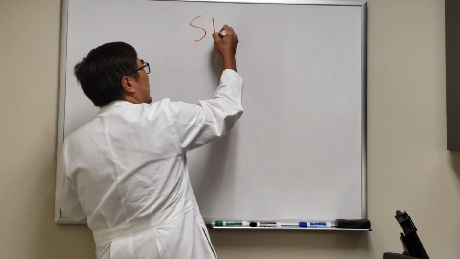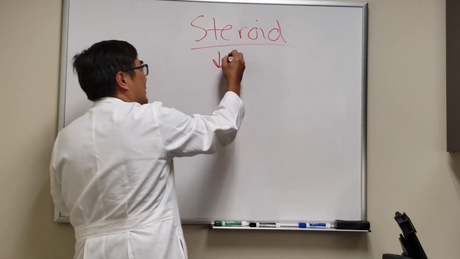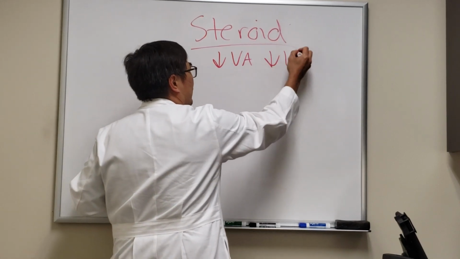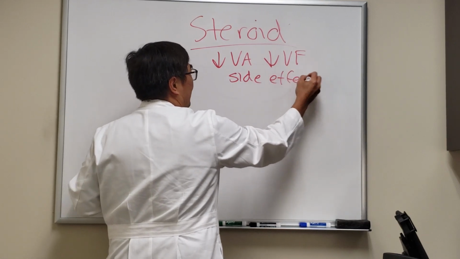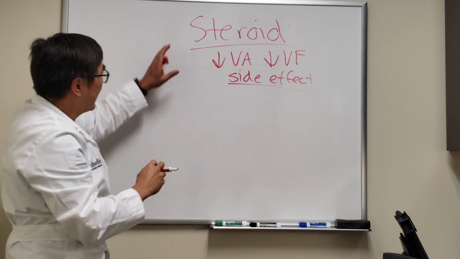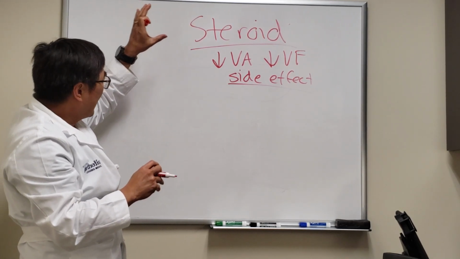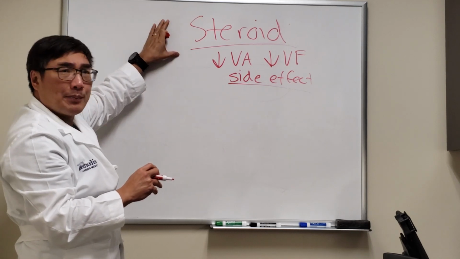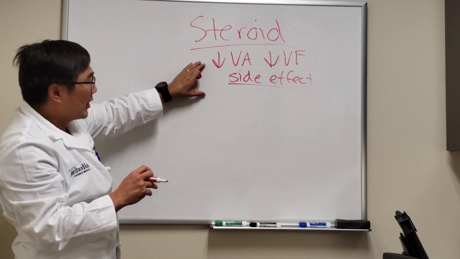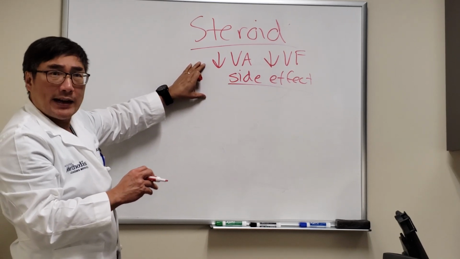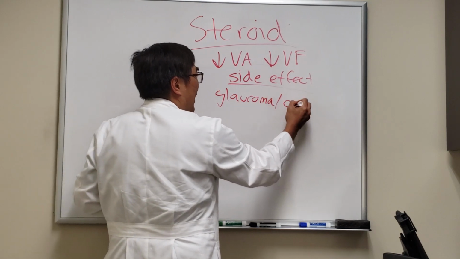So today I'm going to be talking to you about how steroid treatment can cause decreased visual acuity or decreased visual field as a side effect. And this is a known adverse effect of steroids. And so you need to know that the ocular side effects of topical, nasal, intraocular, topical ocular, or systemic steroids are glaucoma and cataract. So those are the two major things that we see in the eye that you have to worry about.